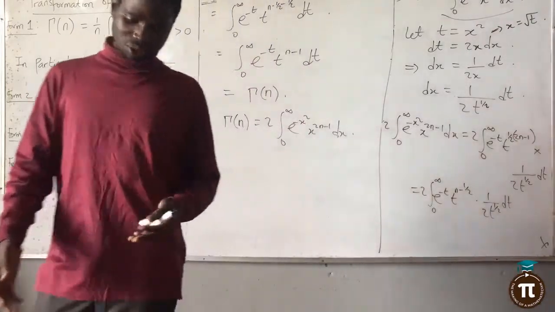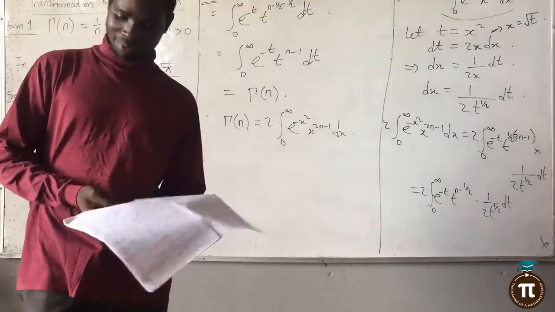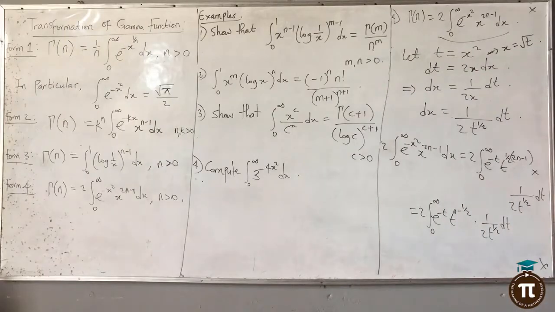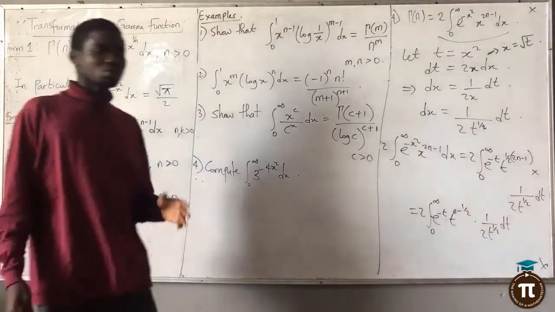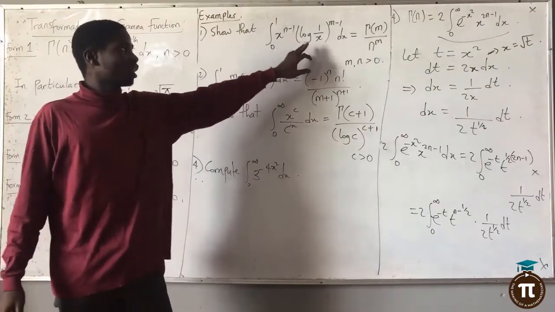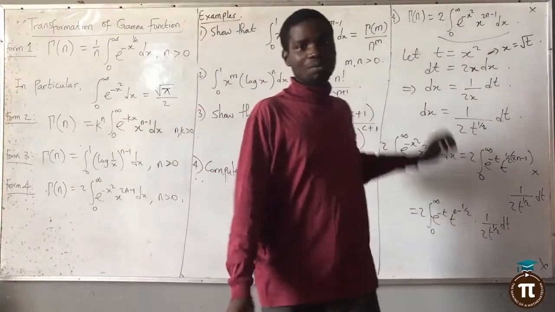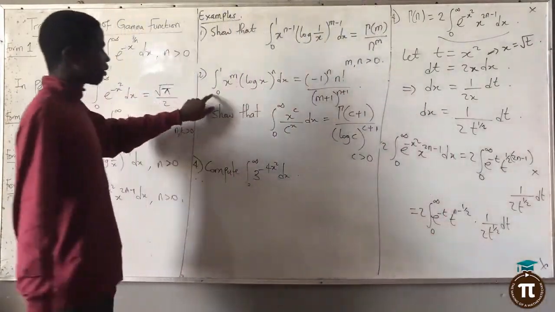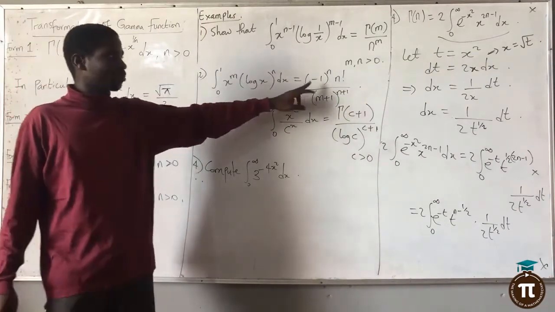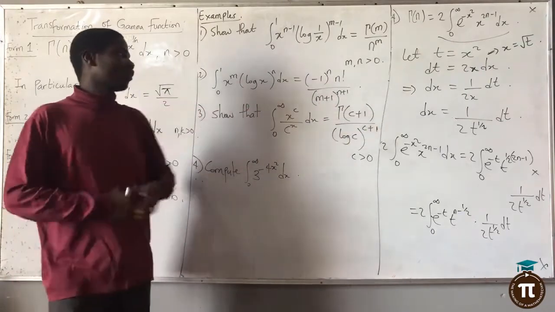So the next thing I'm going to do, let us look at some examples. We want to show that the integral from 0 to 1 of s raised to the power of n minus 1 log 1 over s raised to the power of n minus 1 ds is equal to gamma of m all over n raised to the power m. Number 2, integral from 0 to 1 of s raised to the power m log s raised to the power n ds is equal to minus 1 raised to the power n, n factorial all over n plus 1 raised to the power of n plus 1.